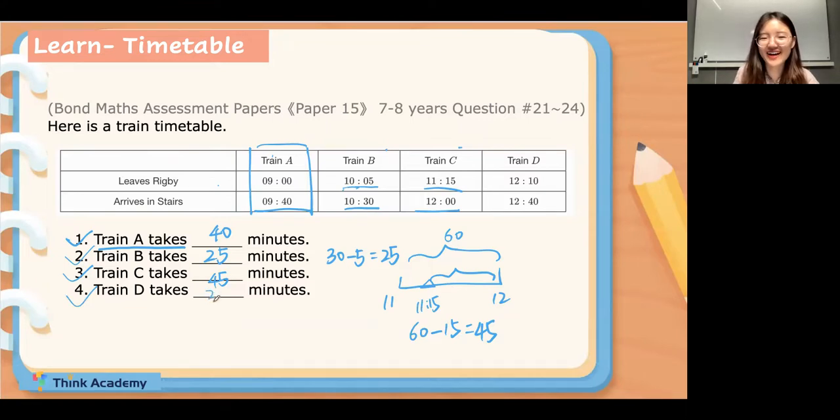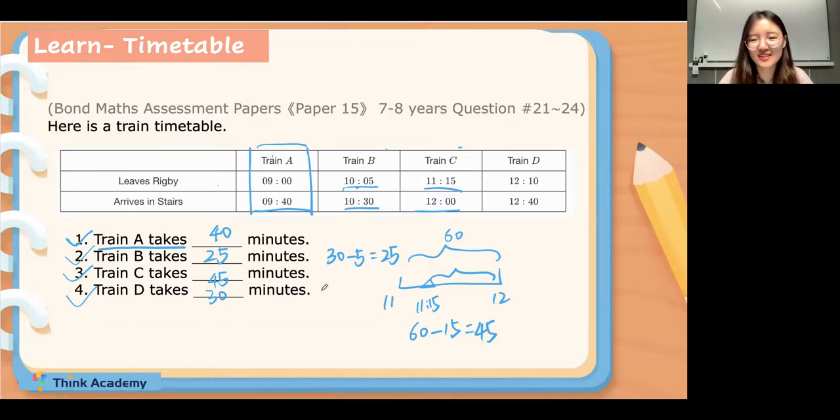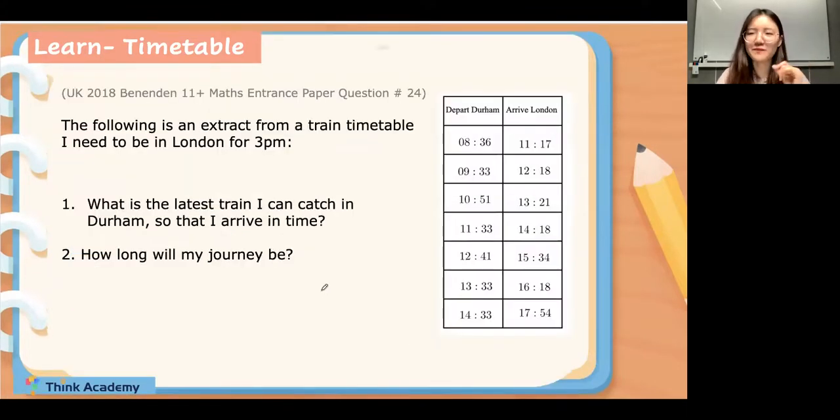30, very well done. I'm so proud of you. Perfect. Yes, 30. Okay, then let's see the last question. I know this one is not hard for you, but for this one, it will be a little challenging. Let's see. So the following is an extract from a train timetable.